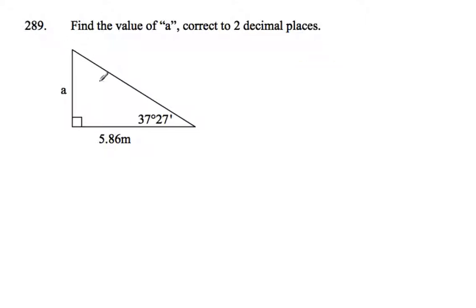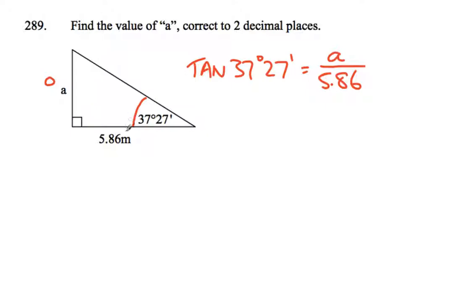Step 1 is to figure out whether it's a sine, cos or tan question, so labeling the sides would be handy. From this angle we have an opposite and an adjacent, so I think that would involve tan. So we're going to set up a tan statement that says tan of the angle, tan 37, equals opposite over adjacent, in this case A over 5.86.